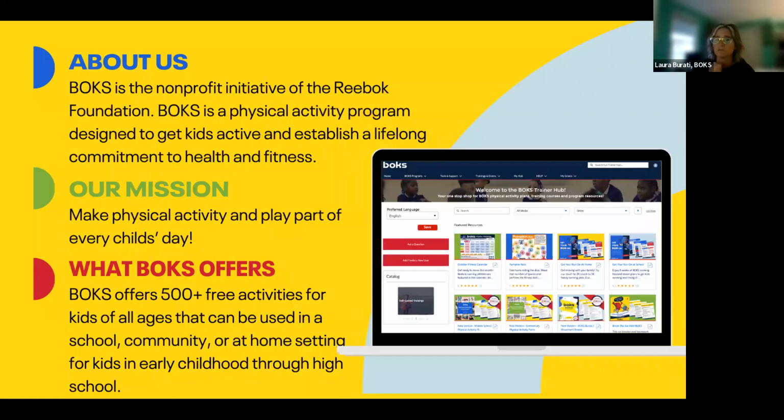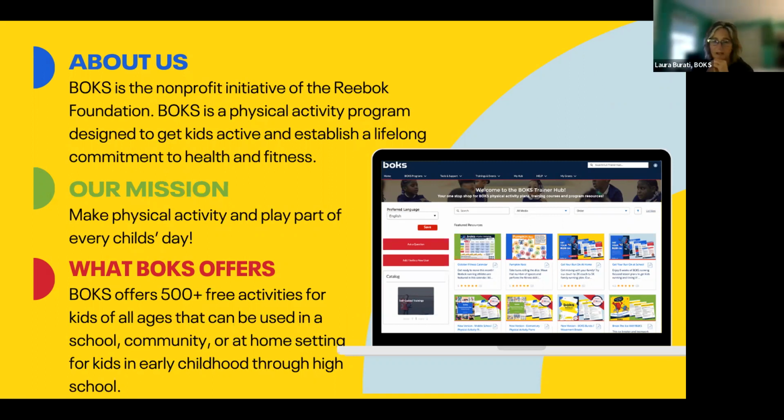A little bit about us. The reason for being, how we can be a free program, is we are a nonprofit initiative of the Reebok Foundation. They have supported our program since we started back in 2010. As said before, we are a physical activity program designed to get kids active and establish a lifelong commitment to health and fitness. Our mission is basically to make physical activity and play part of every child's day.